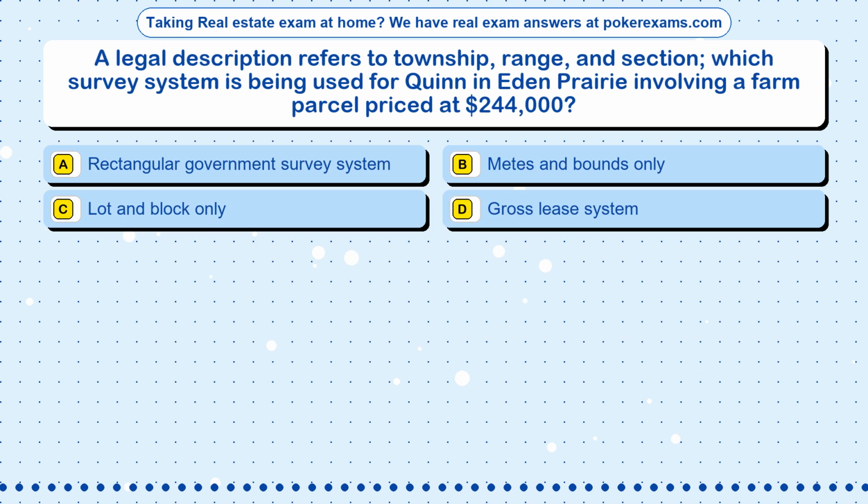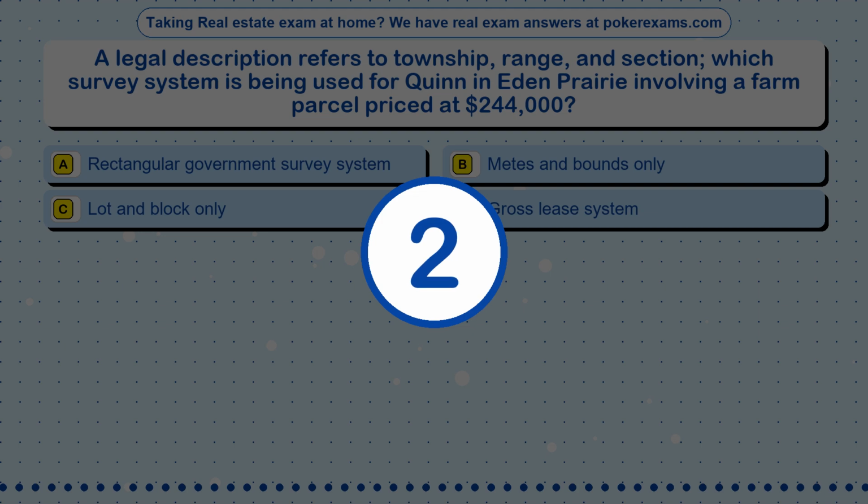Question 41. A legal description refers to township, range, and section. Which survey system is being used for Quinn and Eden Prairie involving a farm parcel priced at $244,000? Option A, rectangular government survey system. Option B, metes and bounds only. Option C, lot and block only. Option D, a gross lease system.